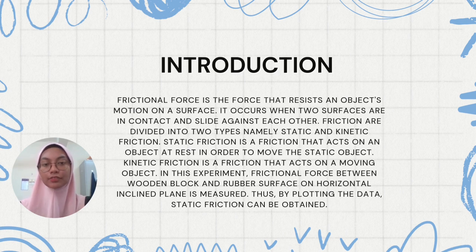Frictional force is the force that resists an object's motion on a surface, and it occurs when two surfaces are in contact and slide against each other. Friction is mainly divided into two types, static and kinetic friction. Static friction acts on an object at rest, resisting the start of its motion. Kinetic friction, on the other hand, is the friction that acts on a moving object. But in this experiment, frictional force between a wooden block and a rubber surface on a horizontal plane is measured. Thus, by plotting the data, static friction can be obtained.